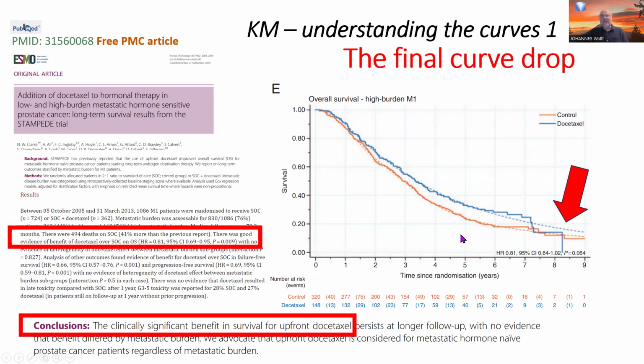But how can this curve be better than this curve when it ends lower? Now, that is again the final drop of the curve. In this case, the drop goes even down to 0, which means the one patient with the longest observation time had an event. That's when the curve goes lower.